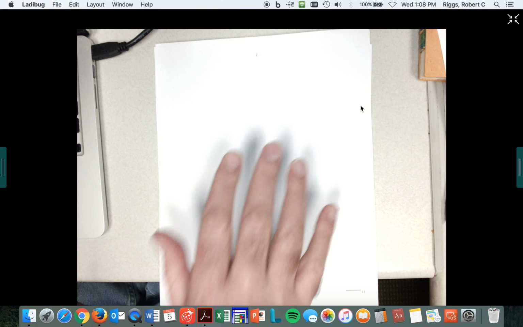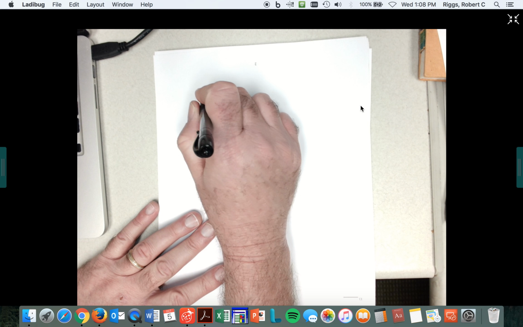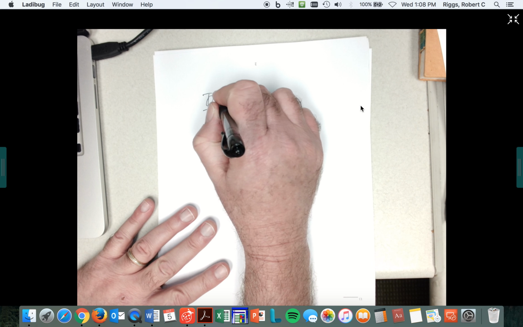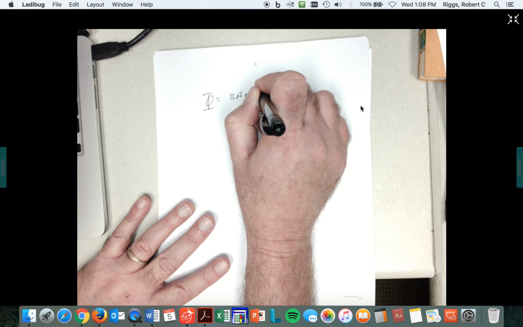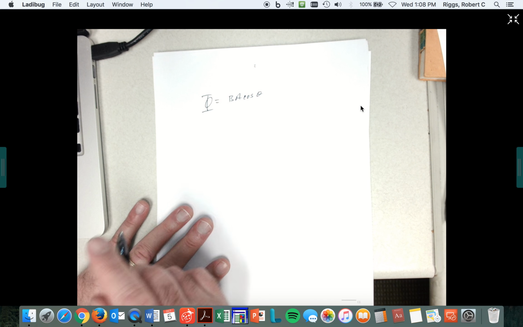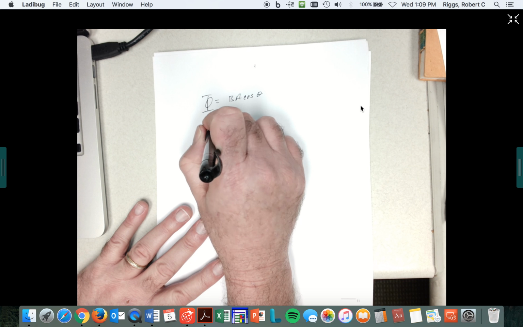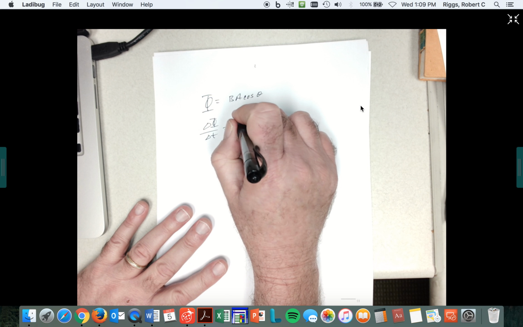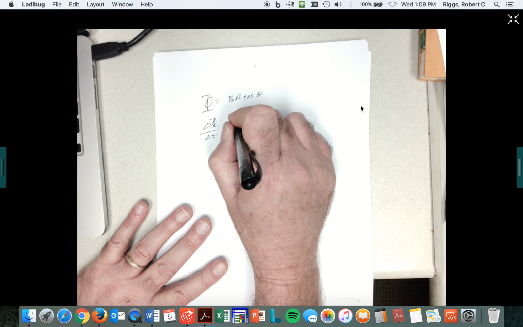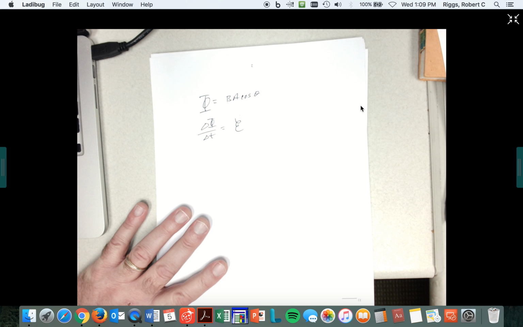Okay, so here's the deal. You know that a Weber, and not the grill, is equal to basically BA times the cosine of the angle. And we know that the change over time of this is equal to an EMF. So what if we want a constant EMF?